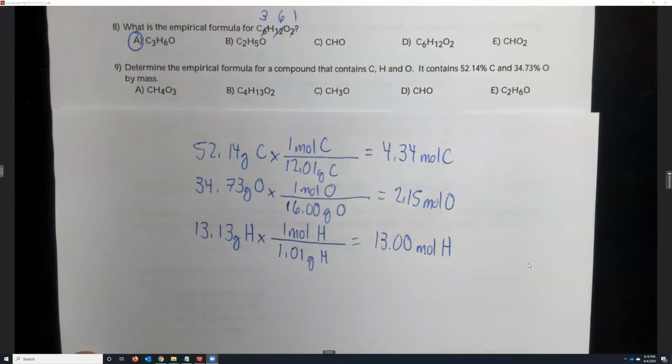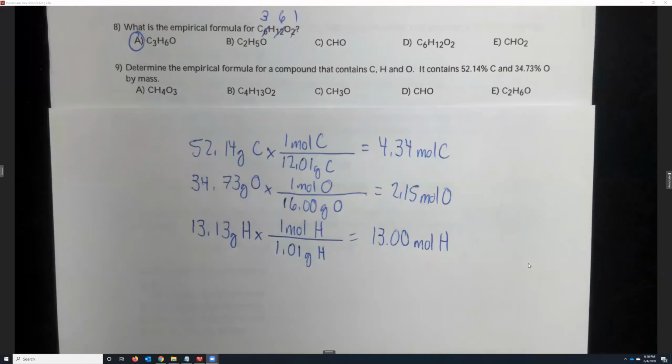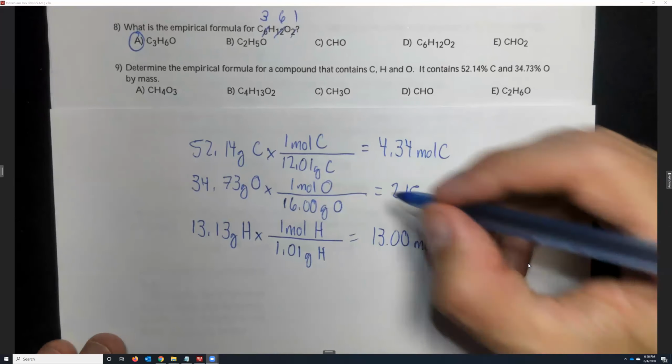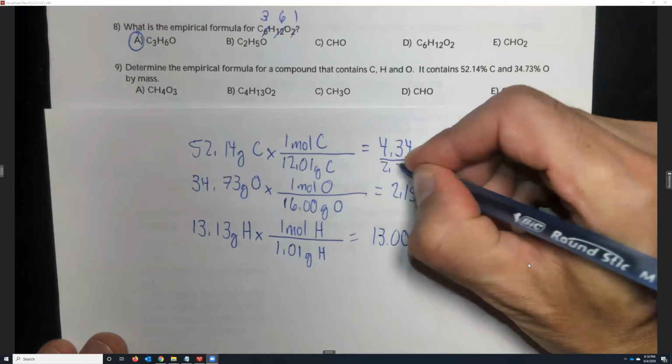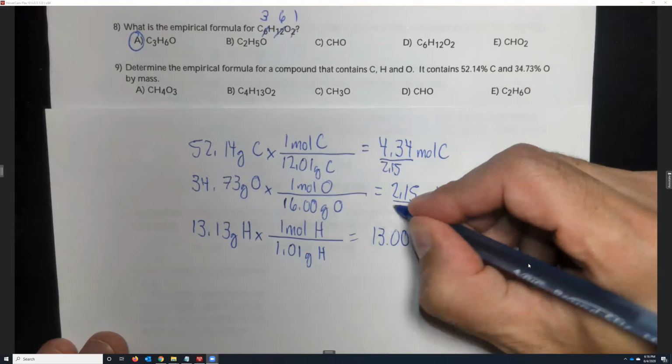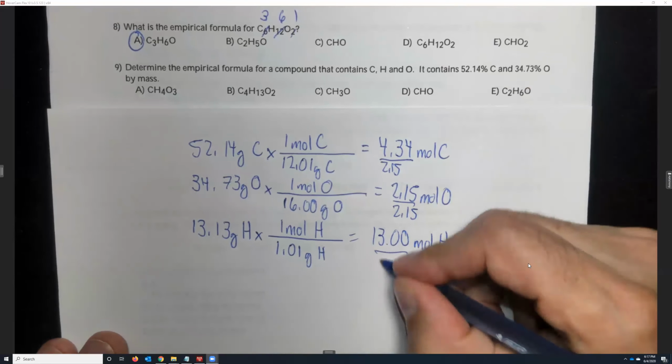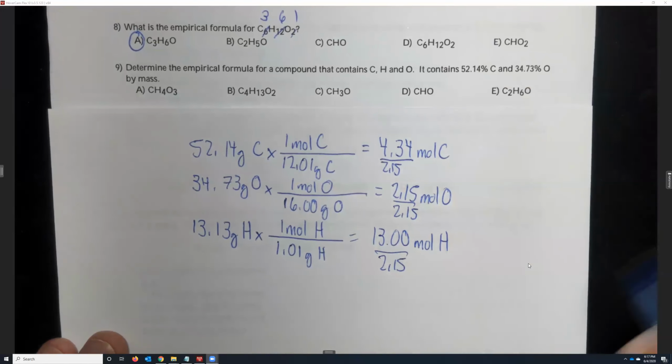An empirical formula is the simplest whole number ratio of moles. Well, to get a simplest whole number ratio, I need to divide them all by the smallest. Said another way, I need to divide this by 2.15, I need to divide this by 2.15, and I need to divide this by 2.15 because that's the smallest of the three.